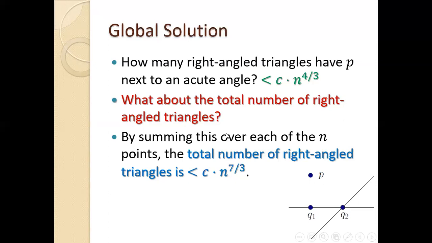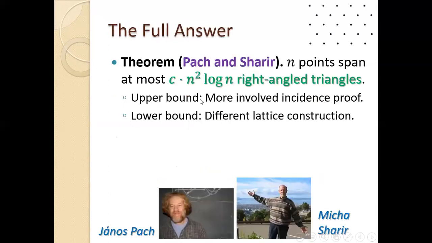By the way, in case you're curious, the answer to this question is about n squared log n. This question is solved. You can use a slightly different lattice, something that looks more or less like this. You get n squared log n right angle triangles there. And you can add another step to the proof we just saw. You still use incidences, just a bit more work.